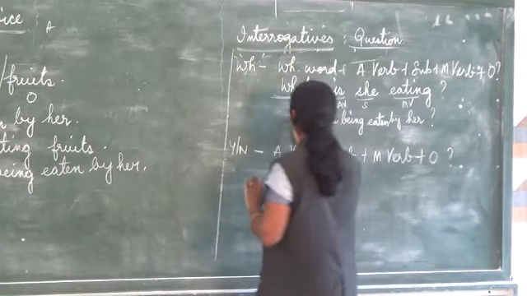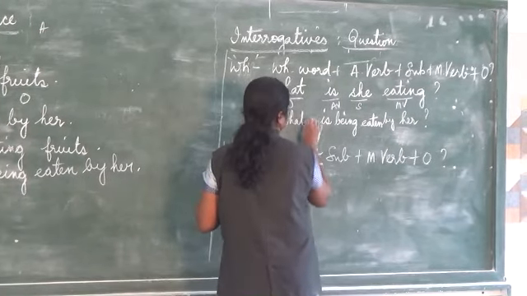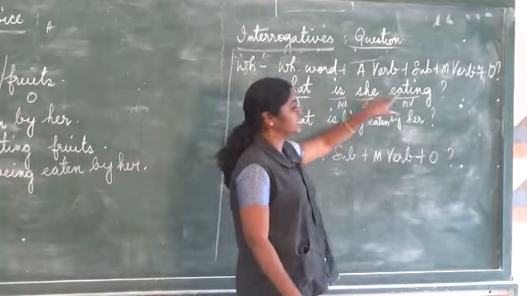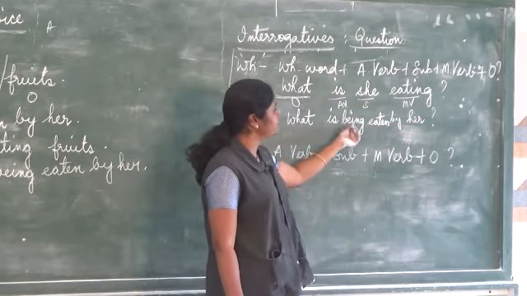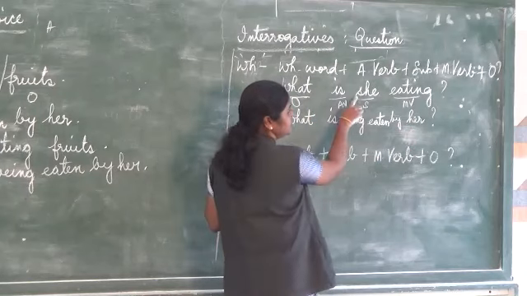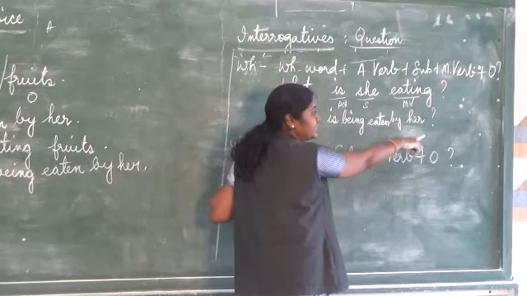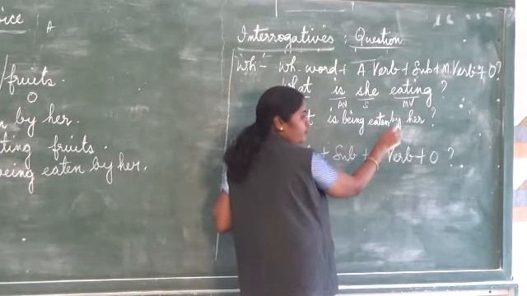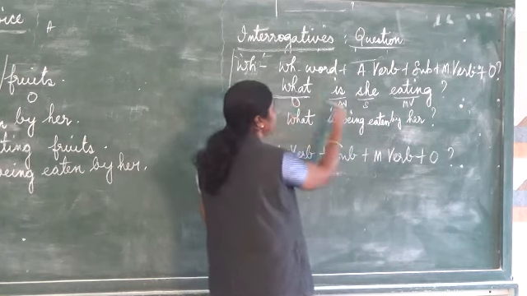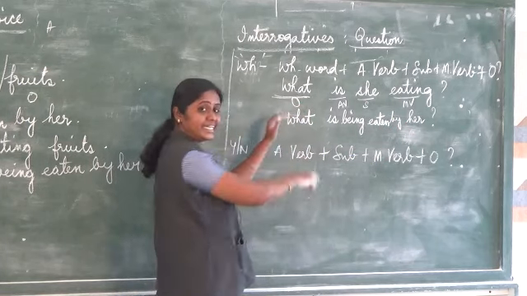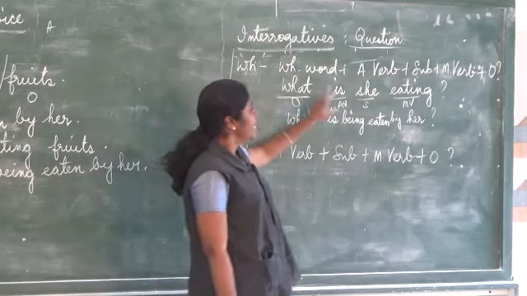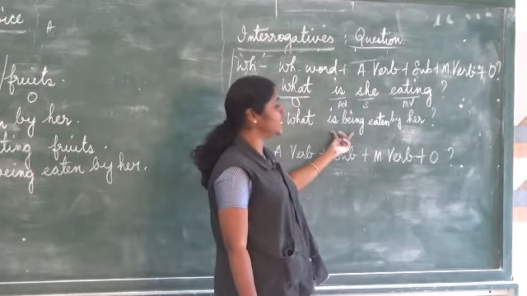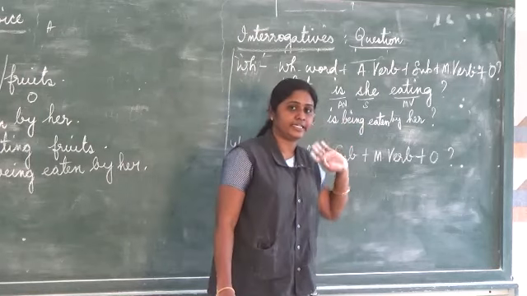So this WH word you bring it down as it is. So what is she eating? Active voice. It becomes what is being eaten by her. This she we have taken into the last and it has become her, and before her we have added this by, and this what we have retained as it is because that is actually the object of the sentence, and this eating, it actually has become is being eaten.